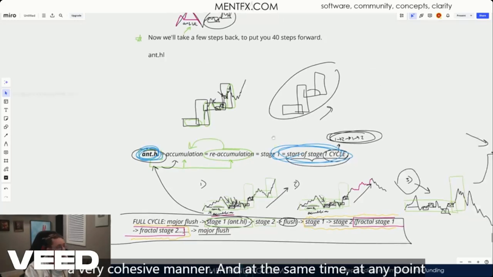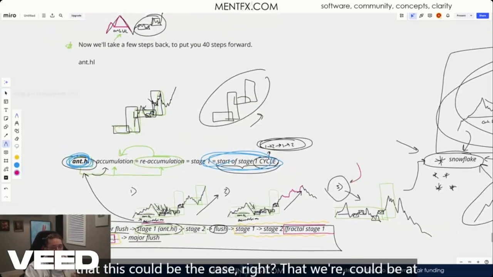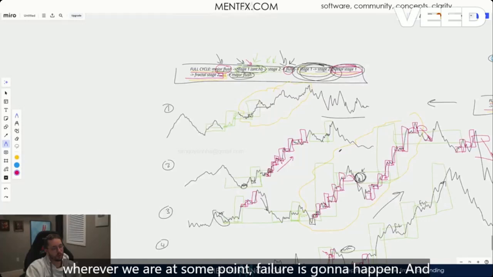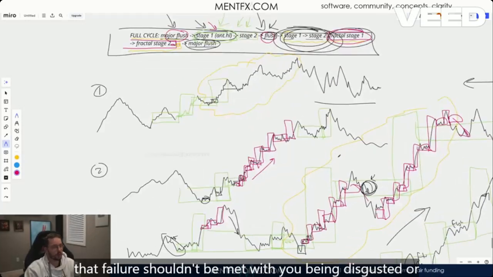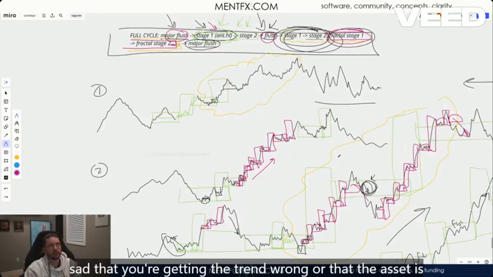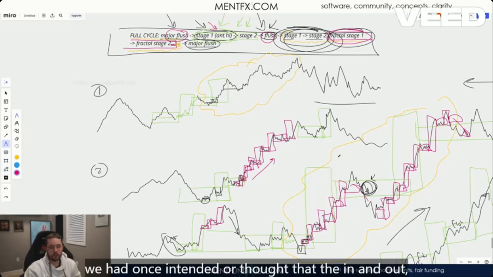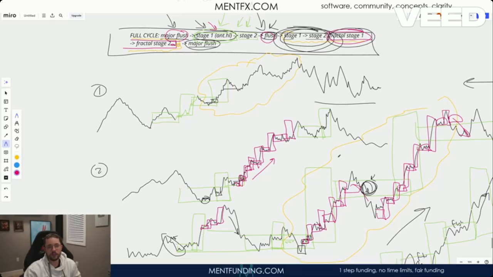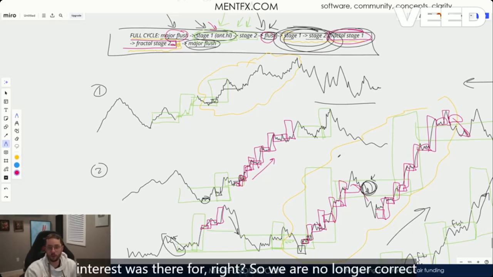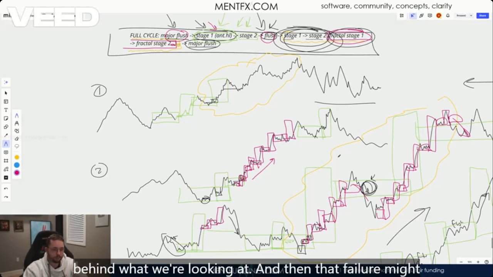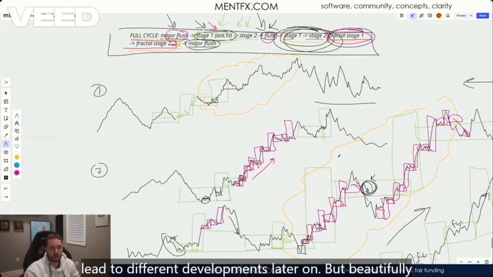And at the same time, at any point within that cycle, you need to be wary of and aware that this could be the case: that we could be at a moment 3, where whatever we're doing, wherever we are, at some point failure is going to happen. And that failure shouldn't be met with you being disgusted or sad that you're getting the trend wrong or that the asset is not working the way you want it to work. It should just be met with the understanding that the composite operator, the big money, is not interested in this asset at the level that we had once intended or thought the interest was there. So we are no longer correct about the interest we thought the composite operator had behind what we're looking at. And then that failure might lead to different developments later on.